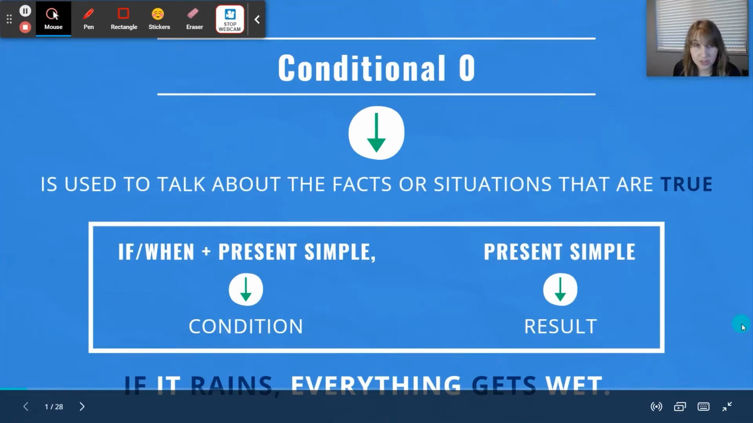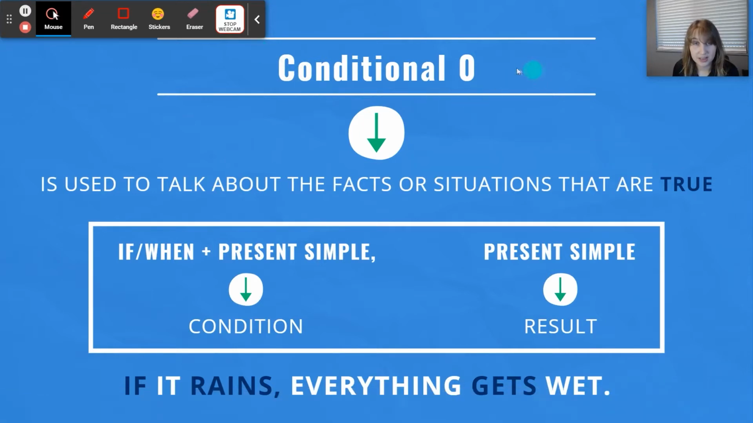As I have mentioned before, conditional zero is used to talk about facts or situations that are true. So zero conditional is basically a sentence that consists of two parts. It has a condition and a result. The condition part always has the conjunction if or when plus the present simple form.